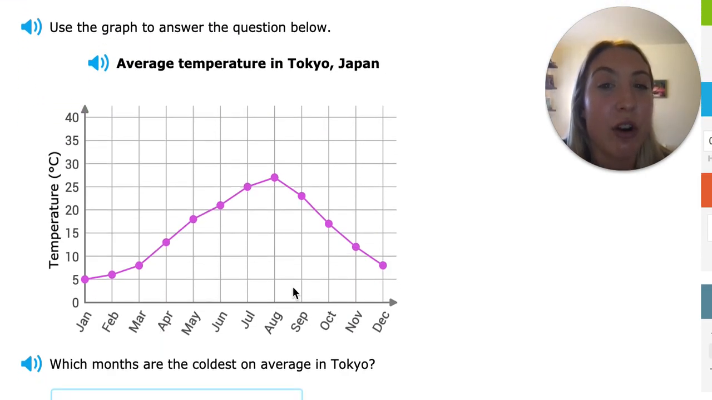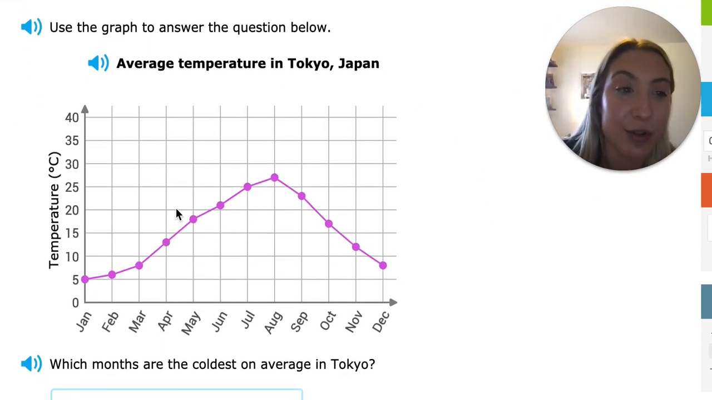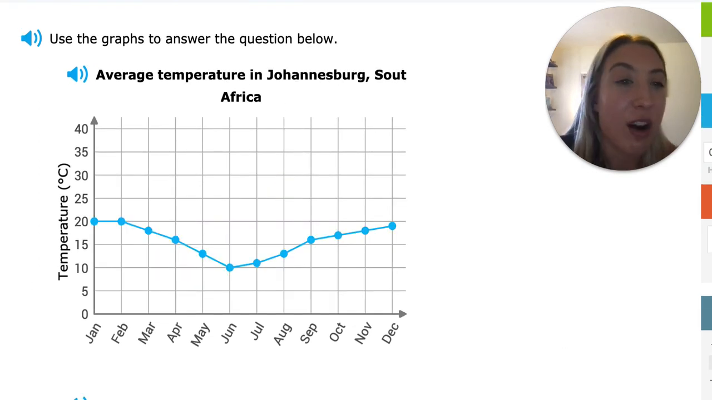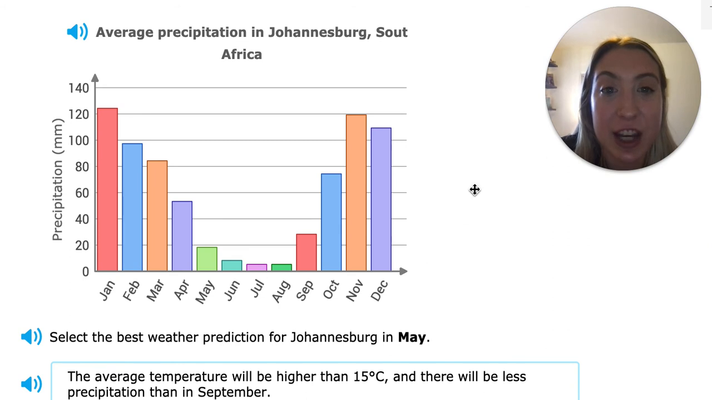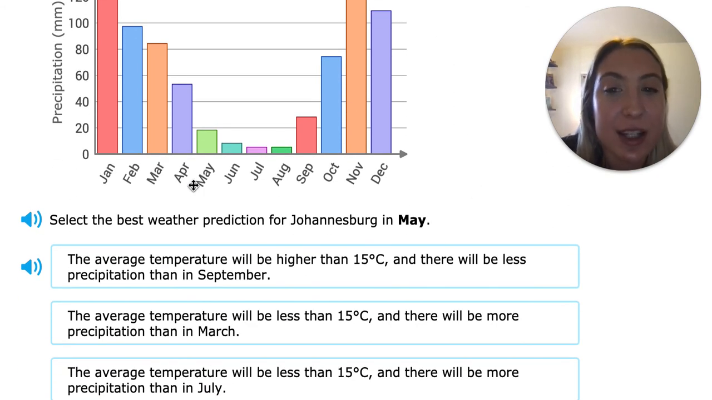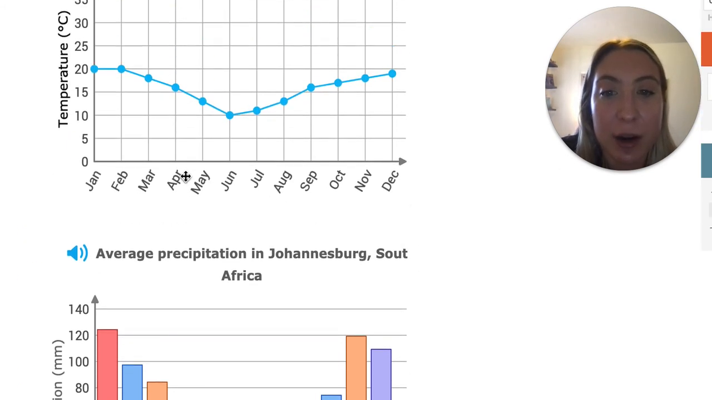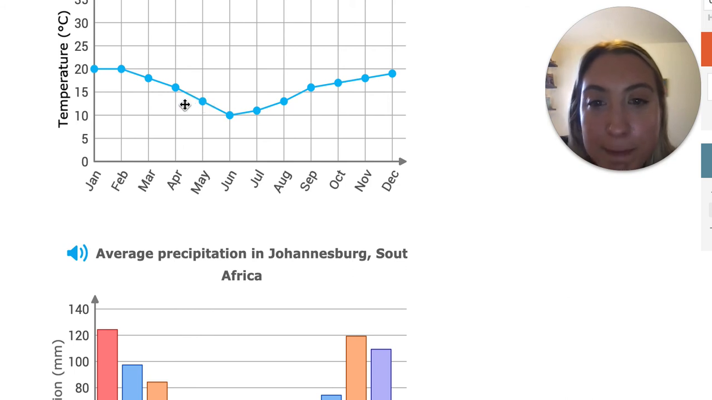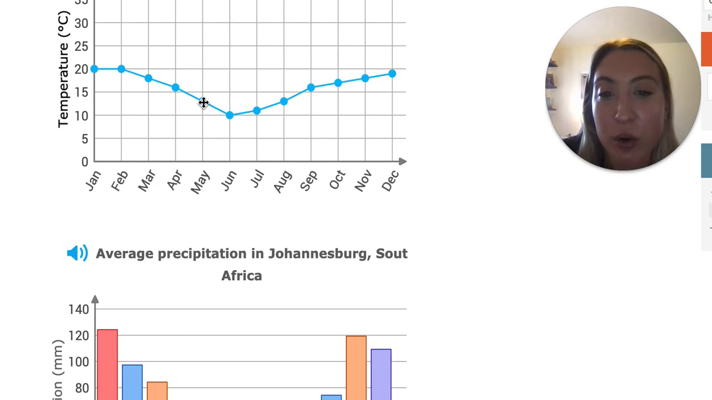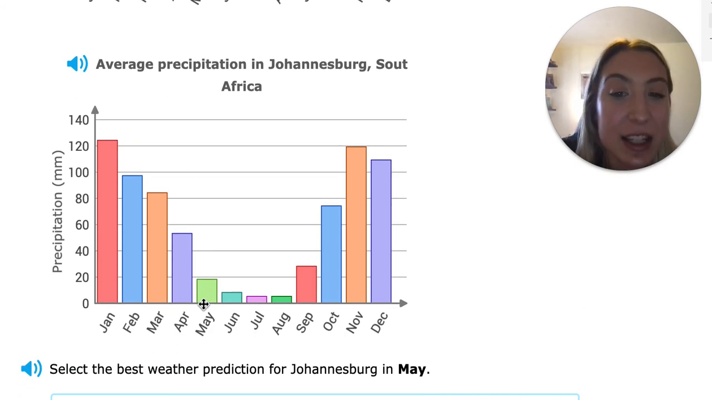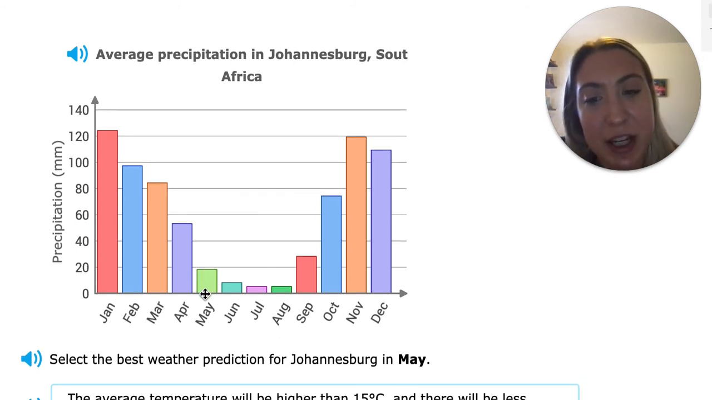Awesome. So then they're also going to give us this graph to make sure that we're answering questions as well. So then also today, they're going to ask us to be looking at both graphs. So here we have our temperature graph, and here we have our precipitation graph. So now they're asking us to select the best weather predictions for Johannesburg in May. So when we look here, May is only about 13 Celsius, so it's not the warmest, but it's not the coldest. And it doesn't get that much rain either. It's one of the months with the least amount of precipitation.